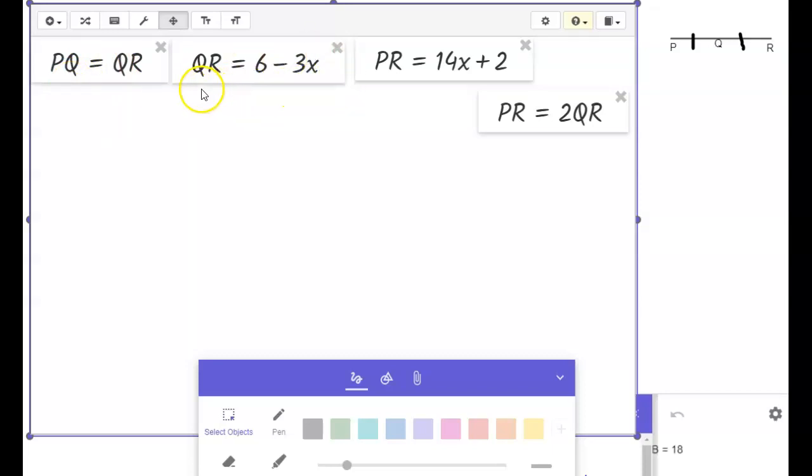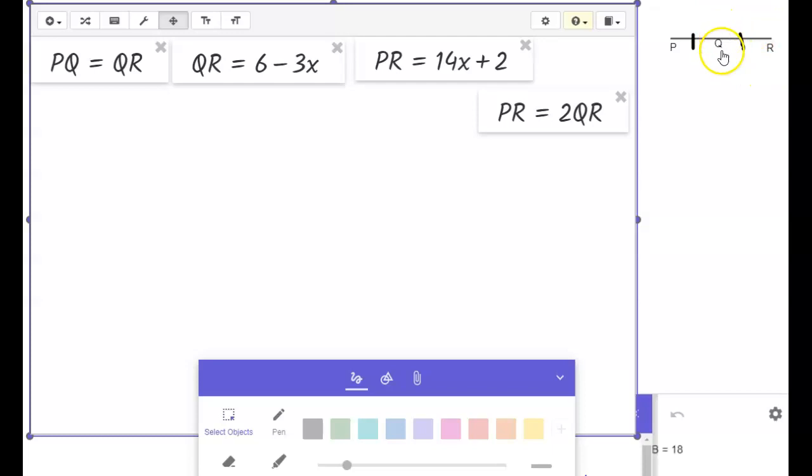Given to us that the distance from Q to R is 6 minus 3x. It's also given to us that the distance from P to R, which is the whole segment, is equal to 14x plus 2. Now, since PR is the whole segment, then the whole segment is equal to 2 times half of it. Okay, so that's where we get this equation. The whole segment is equal to 2 times one piece of it.